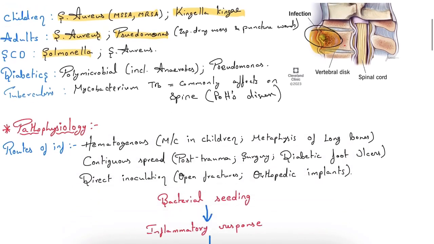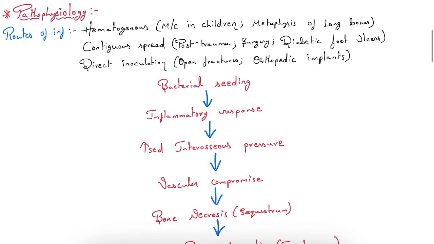Pathophysiology. In pathophysiology, first we have some routes of infection. Hematogenous is the most common, seen in children, mostly in the metaphysis of long bones. Sometimes contiguous spread, like post trauma, that means after trauma or surgery, or diabetic foot ulcers can cause this type of osteomyelitis. Or direct inoculation, like open fracture or orthopedic implants, can also cause osteomyelitis.